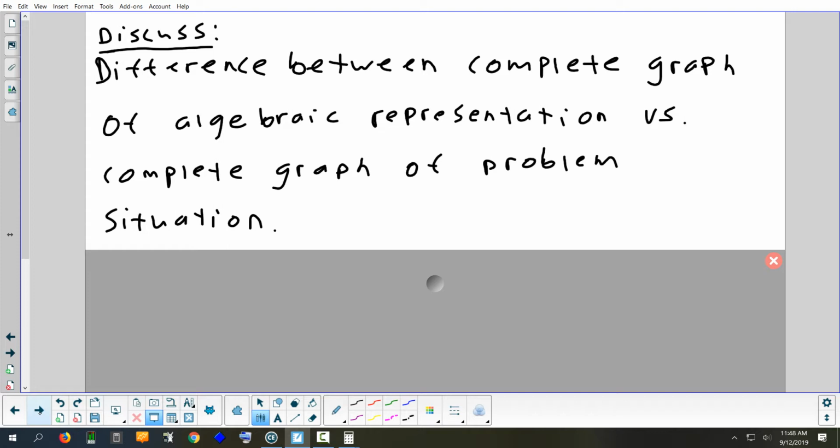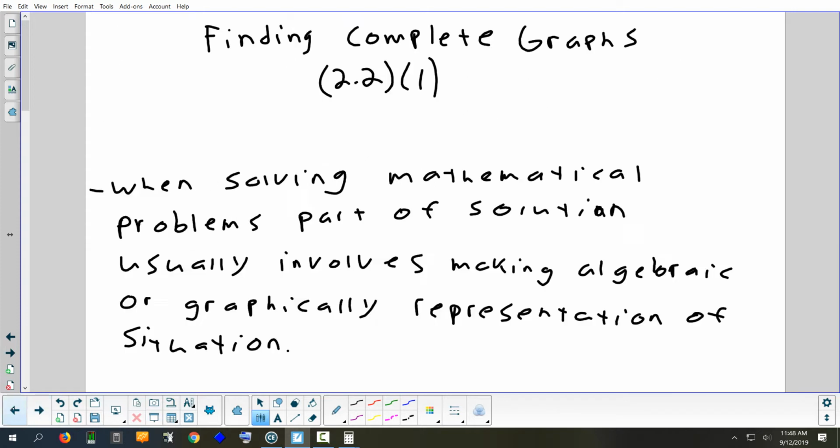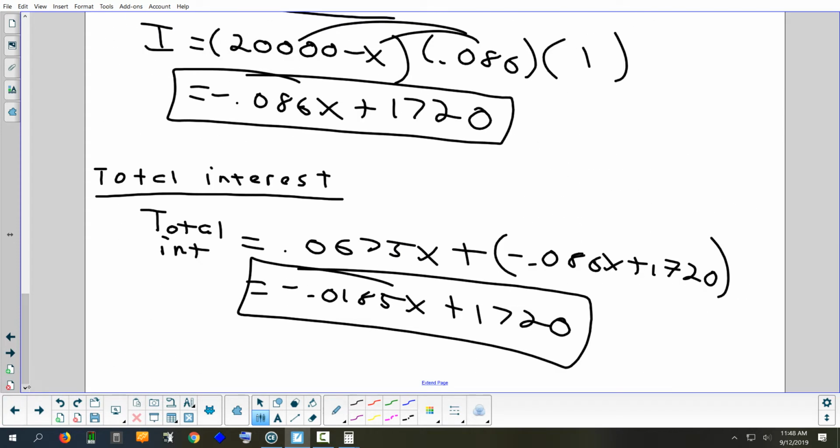You can't have negative time, right? So negative time wouldn't really make sense. What else about these variables? x is an amount of money. There are actually two restrictions on the amount of money. You can't invest a negative amount of money.